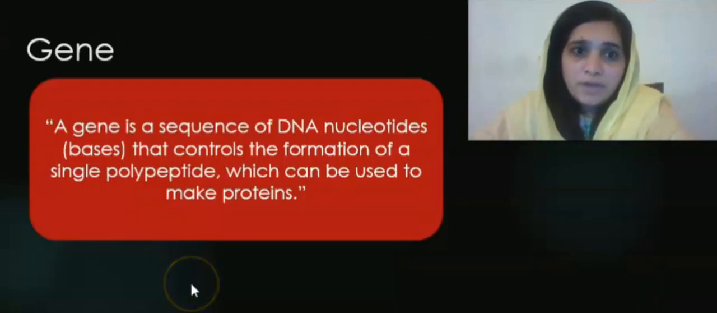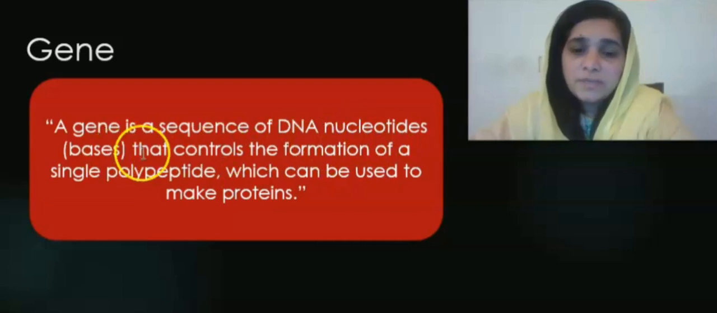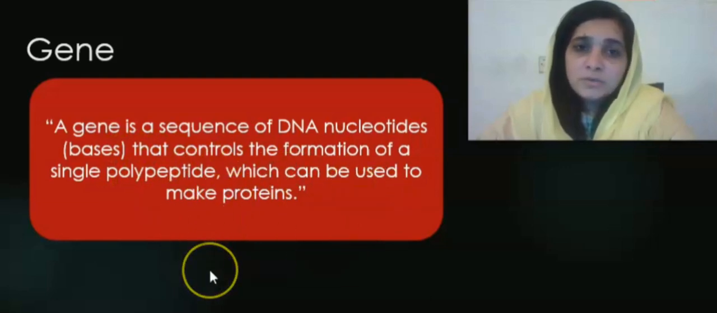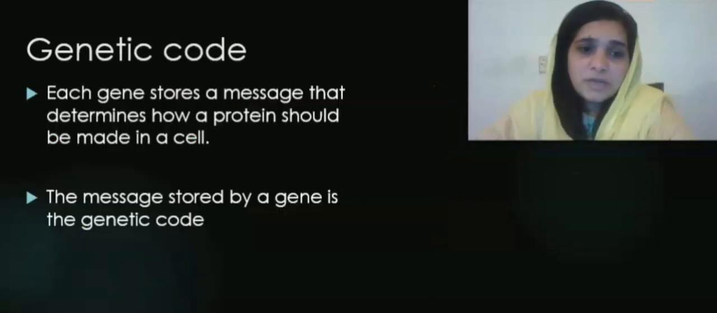Now, how can we define a gene? A gene is a sequence of DNA nucleotides, bases, that controls the formation of a single polypeptide which can be used to make proteins. So, it means genes play an important role in the formation of proteins.